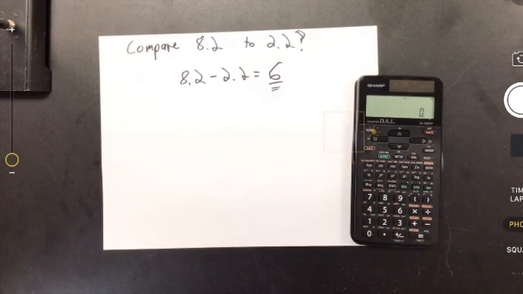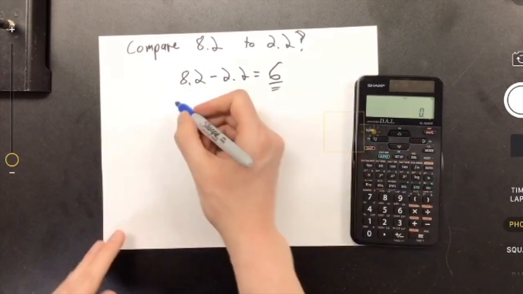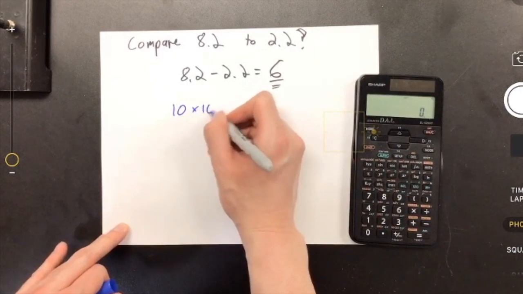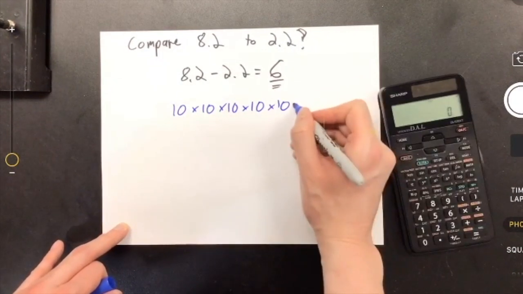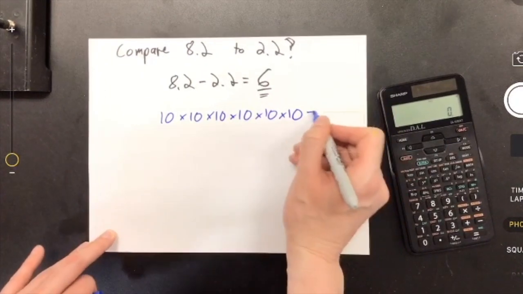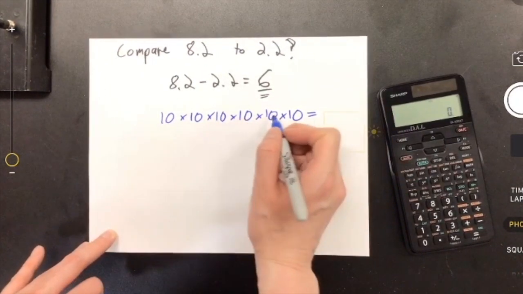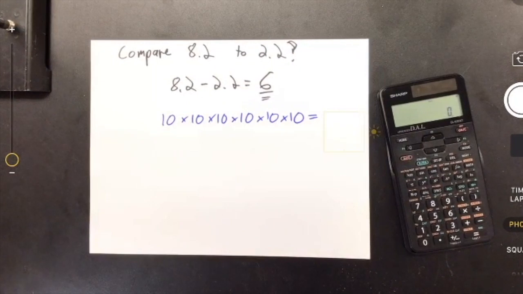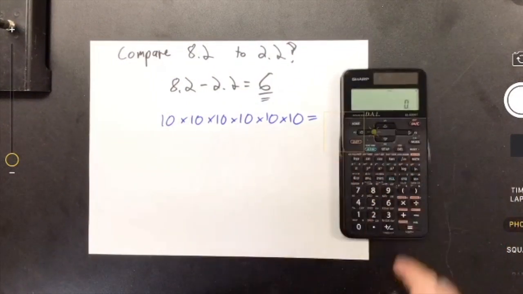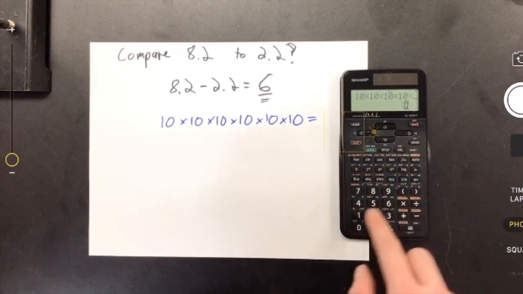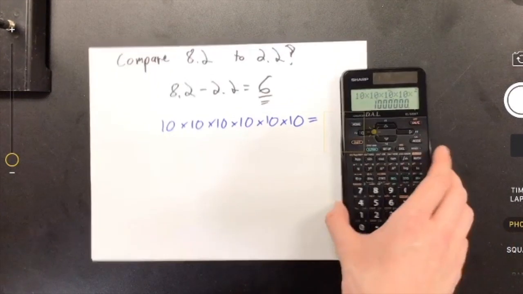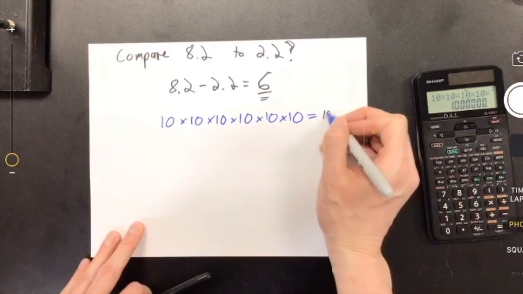Well, for energy, it means there's going to be 10 times 10 times 10, that's 3, times 10, 4, times 10, 5, times 10, 6, okay? 1, 2, 3, 4, 5, 6 10s. We could punch that into a calculator, 10 times 10 times 10 times 10 times 10 times 10, okay? And you get a million. Sure, great, but punching that in is kind of annoying.